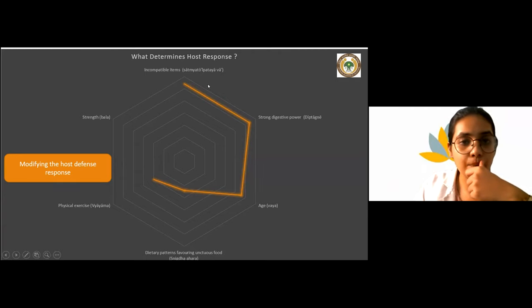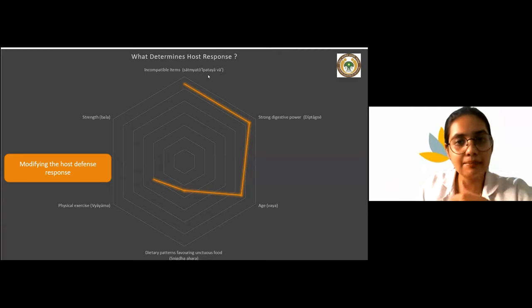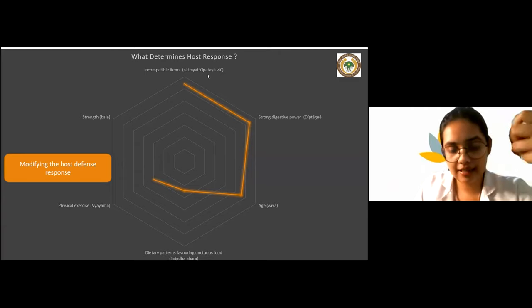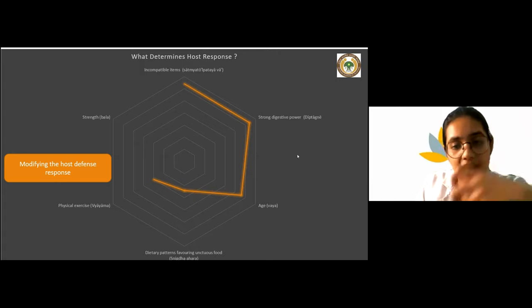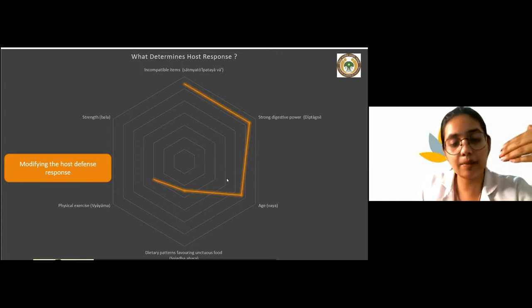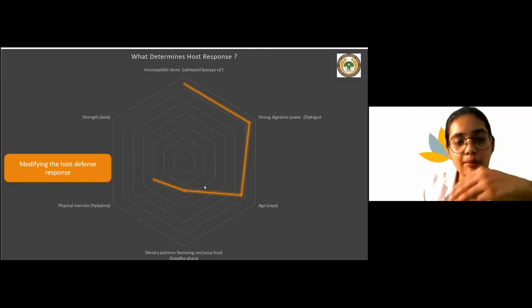So basically it is a composite score that is based on the incompatible items that a particular individual intakes. It also includes the kind of metabolism that he or she has. It depends on the age factor, the physical exercise factor, the dietary patterns that he or she follows, and it also depends on the strength or the bala factor. And if you see this kind of score, we can actually identify that there are some factors that are modifiable and some factors that cannot be modified.